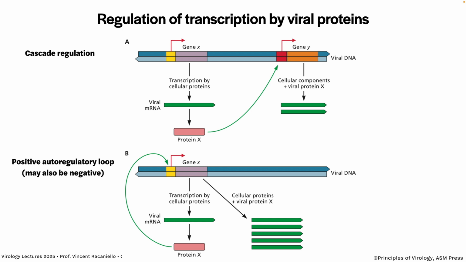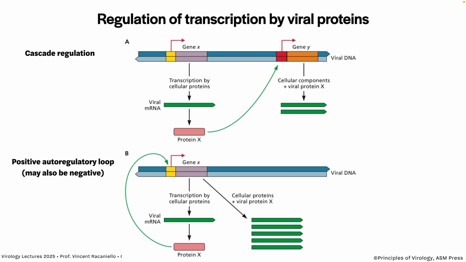And then on the bottom, we're showing a positive autoregulatory loop. So we have a genome with a single gene and then a promoter. It is transcribed by cellular proteins, as was the case for A. Viral RNA is made, protein X is made, and then protein X goes to the promoter and enhances the transcription of gene X at the promoter. So it's positively autoregulating transcription. And so you get more of the viral mRNAs made once protein X is made. Another way of regulating transcriptional activity.